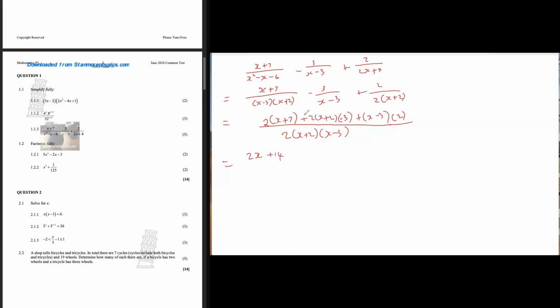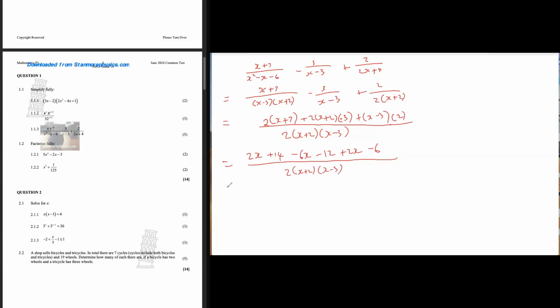Here, we're going to multiply this positive 2 by this -3 first, then we get -6. Then we say -6 times the x, we get -6x. Then we take the -6 times the positive 2. We are going to get -12. And here we're going to take the 2, multiply by the positive x there, we're going to get plus 2x, and 2 times the -3, we're going to get -6. And that's all over the denominator, which is 2 into x plus 2, x minus 3.